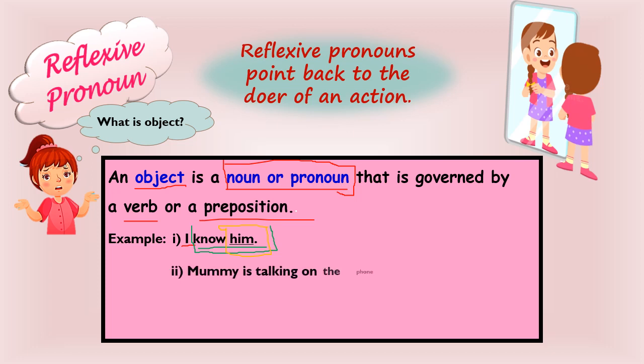Right now children, I am talking about only the object. Okay. Now, Mummy is talking on the phone. What is the sentence, children? Mummy is talking on the phone. So what is the subject here, children? The subject is Mummy, as we are talking about Mummy. Yes. And what is the predicate here? This part is the predicate.